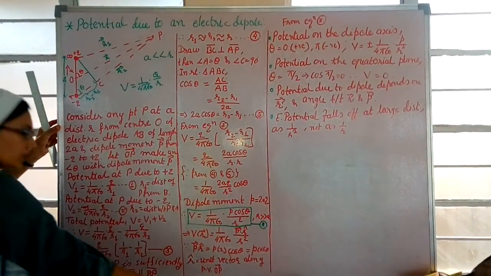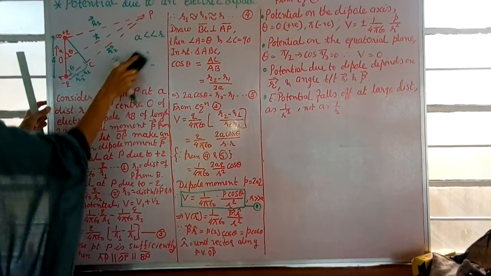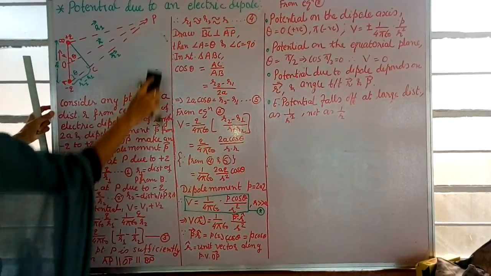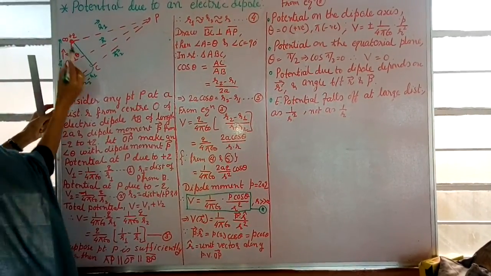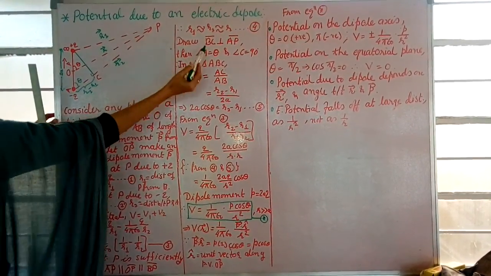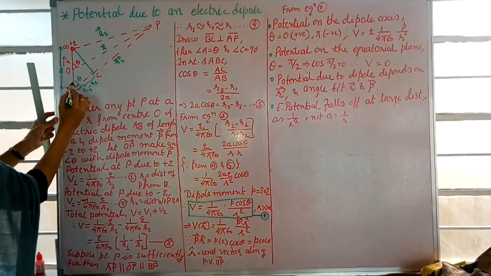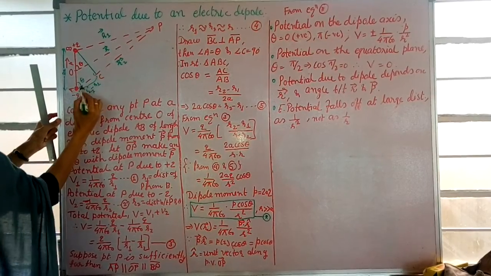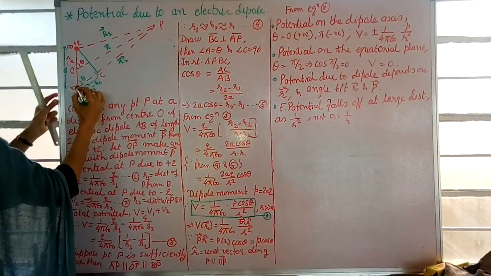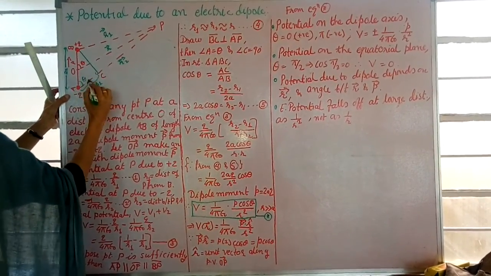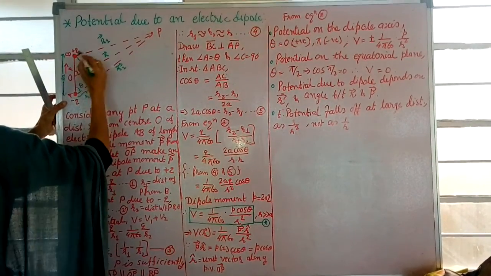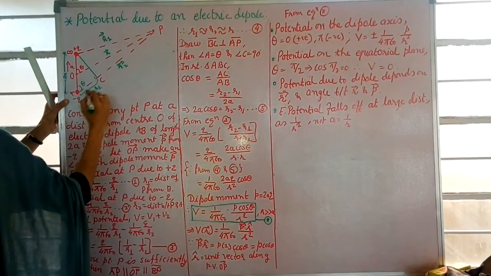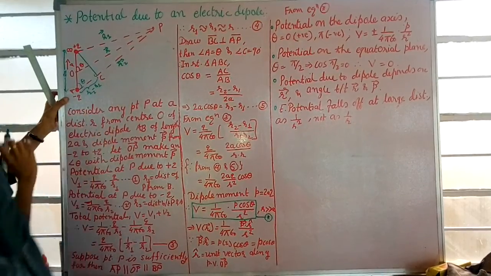Next, draw a perpendicular BC on AP. So if this is theta, this will be theta, and this is 90 degrees. When I draw the perpendicular, the distance AC will be equal to the total minus r1. So the distance from A to C becomes r2 minus r1.